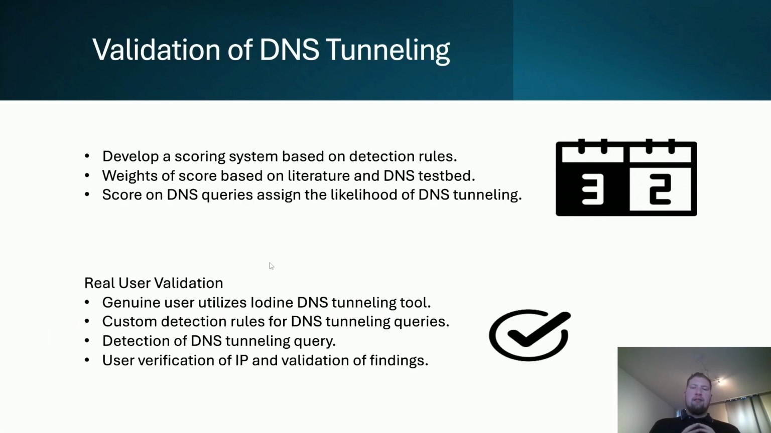Now, for the validation process of DNS tunneling, we create a scoring system based on the detection rules. The weights of the scoring system are based on the importance of the rules from literature analysis and the DNS testbed. The score on DNS queries assigns the likelihood of DNS tunneling.